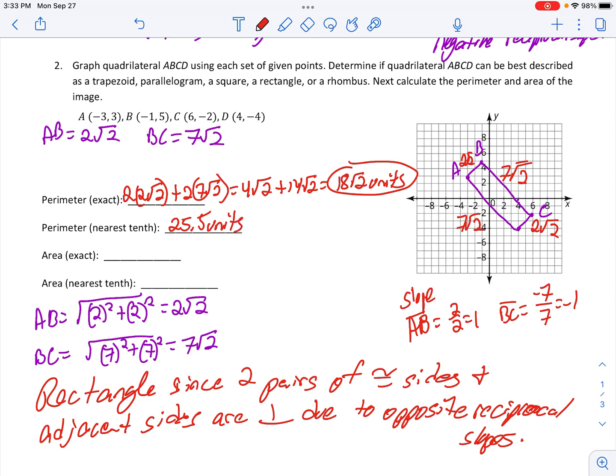For the rectangle, the area is length times width. 2 root 2 times 7 root 2: 2 times 7 is 14, root 2 times root 2 is 2, and 14 times 2 is 28 square units. There is no approximate.